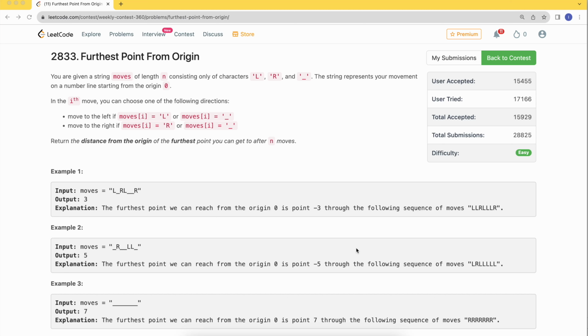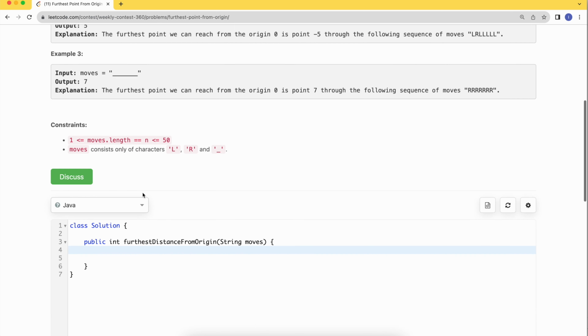It says we are given a string moves of length n consisting of only the characters L, R, and underscore. The string represents your movement on a number line starting from origin 0. In the ith move, you can choose one of the following. You can move to the left if the character is L or underscore. You can move to the right if the character is R or underscore. That means underscore is our choice. We can either move to the left or right. So here we need to find out the farthest point from the origin.